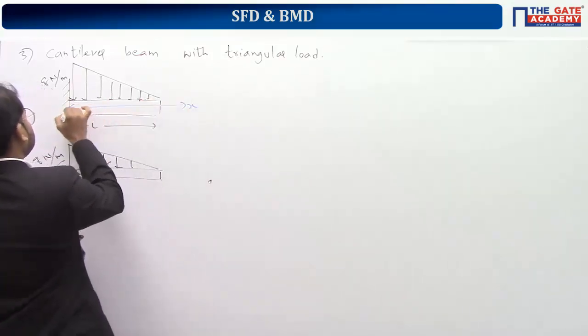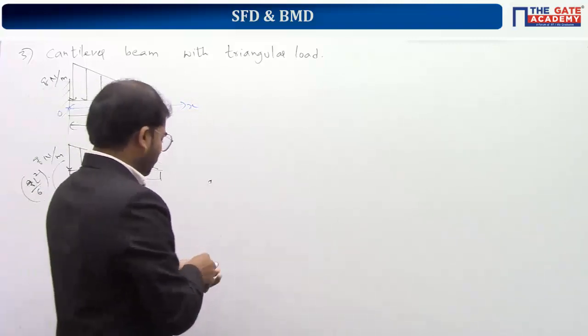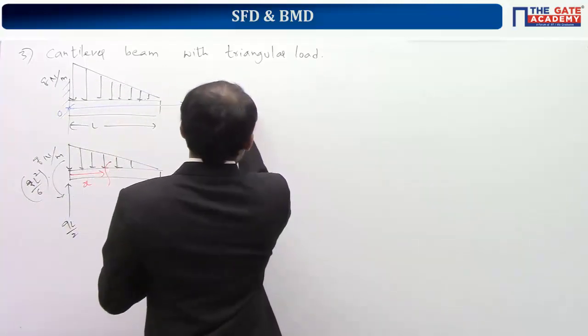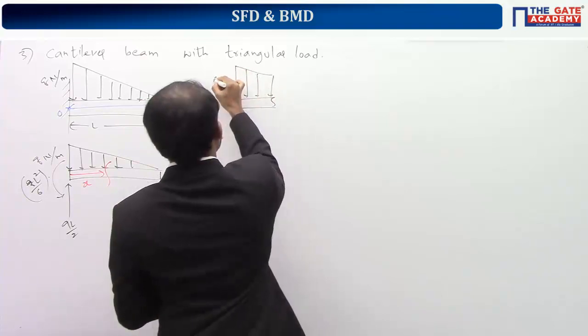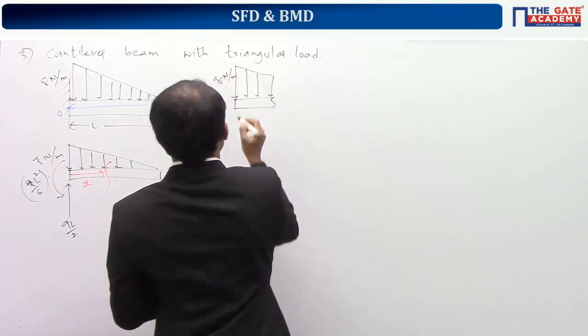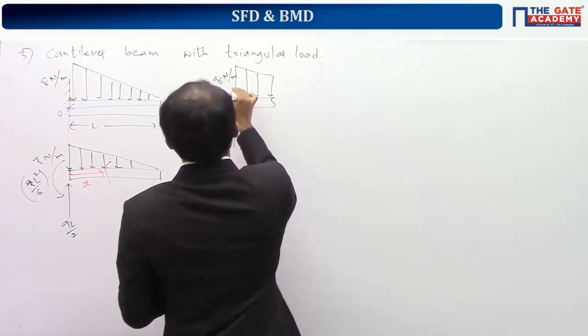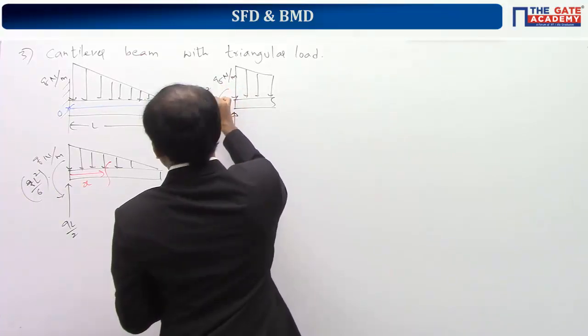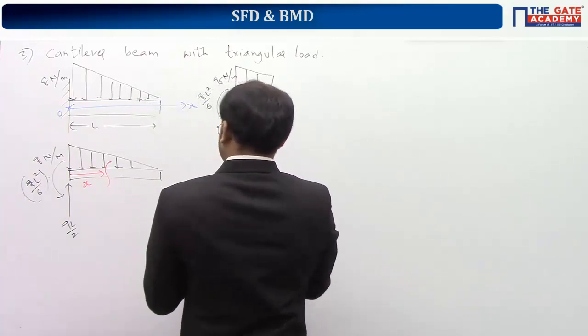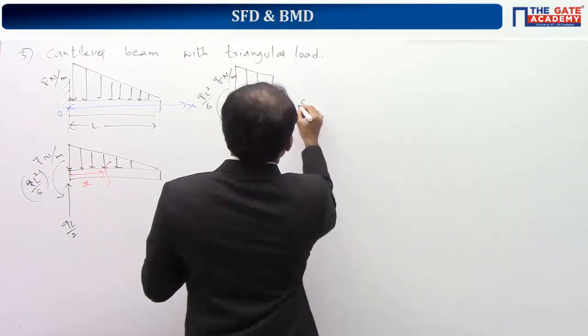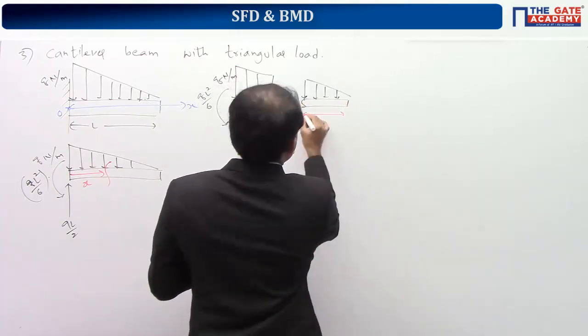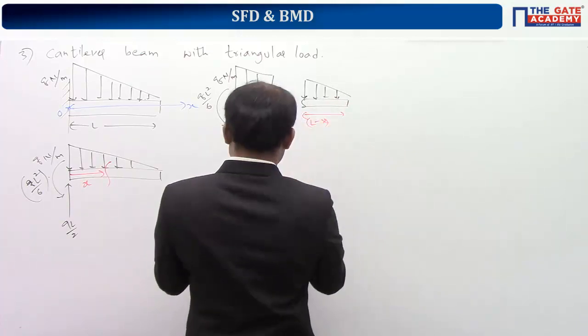So x-axis is like this. This is origin. Now if you see the diagram, left side of the cut is like this. So here the intensity is equal to q Newton per meter. Reaction force is qL by 2. Reaction moment is qL square by 6. And this distance is x. It is like this. So this distance is obviously nothing but L minus x.